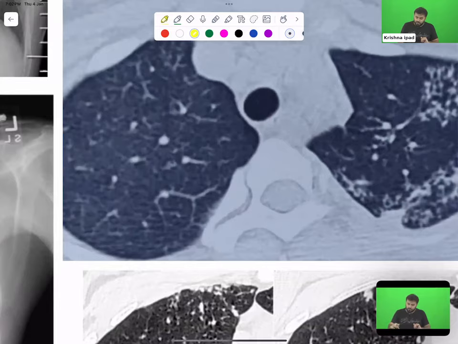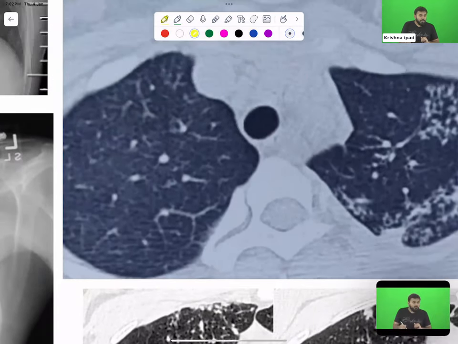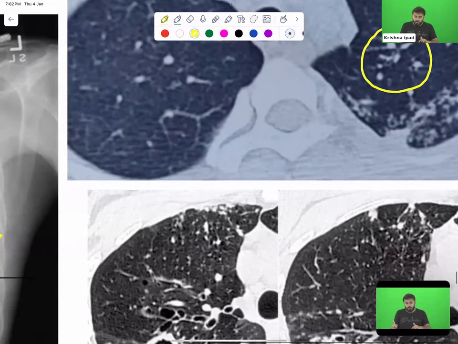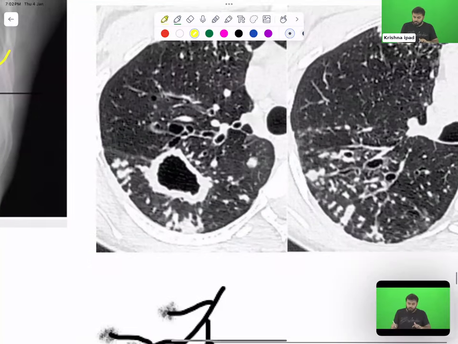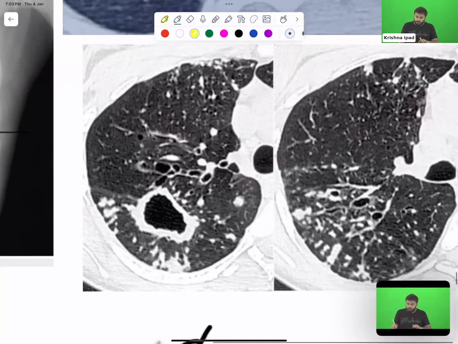What is this appearance over here? What did I tell you? Very good. This is tree in bud appearance. Very clearly, you cannot see it, but somehow you can figure it out that this is tree in bud appearance. Okay? Tree in bud appearance.